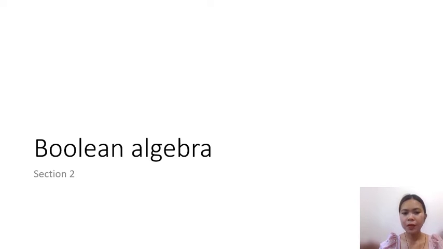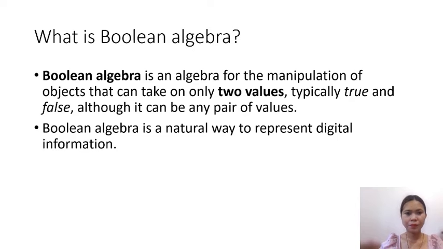So now let's proceed to Boolean algebra. Okay, let's define first. What is Boolean algebra? Boolean algebra is an algebra for the manipulation of objects that can take only two values, typically true and false, although it can be any pair of values.